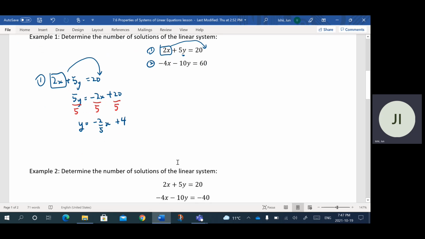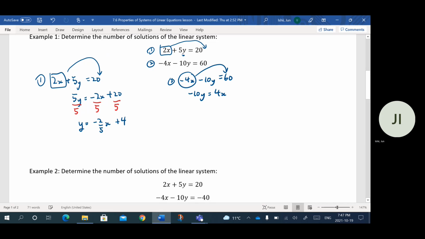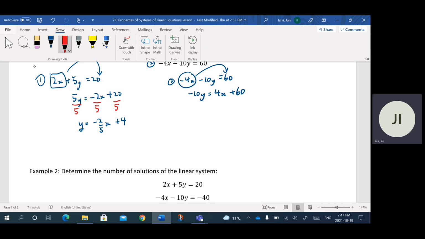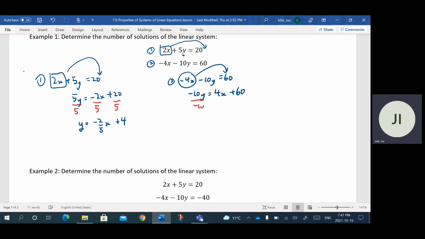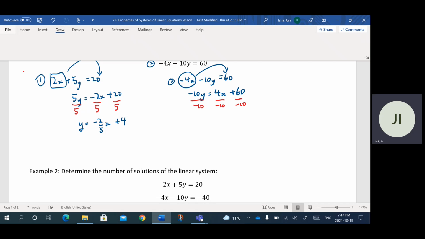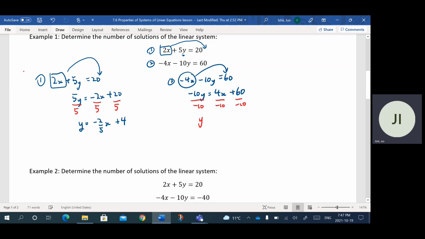Now, if I do the same with the second one, negative 4x minus 10y equals 60. Again, this time I'm going to change to slope-intercept form. So I'm going to move the negative 4x to the other side. So I get negative 10y equals positive 4x plus 60. And then I'm going to divide through by negative 10. And as a result, we get y.